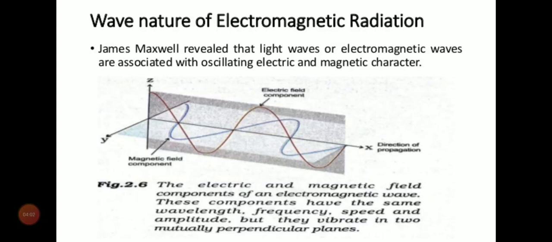He said that electromagnetic radiations travel in the form of waves. What kind of waves? These two kind of waves. So look at this written here, the electric and magnetic field components of an electromagnetic wave. These components have the same wavelength. Wavelength is the distance. You can see we are going to study the factors and the various physical properties of the waves. Then you will become more clear with the terms wavelength, frequency, speed and amplitude, right? So the consecutive distance between two waves is wavelength.